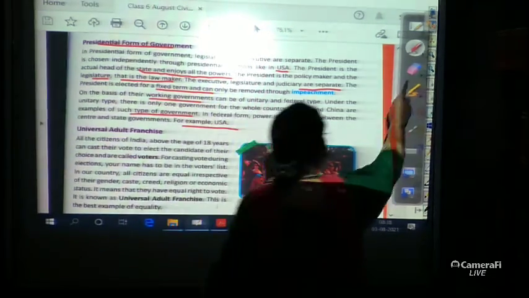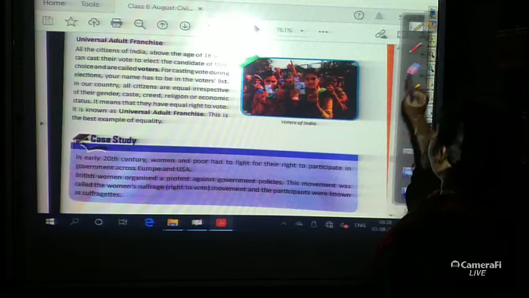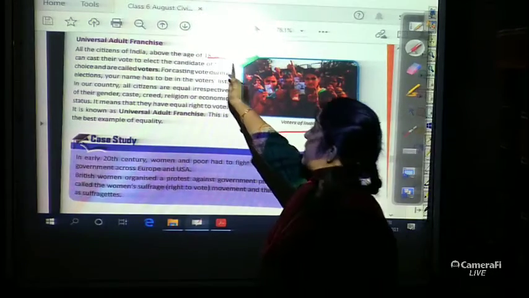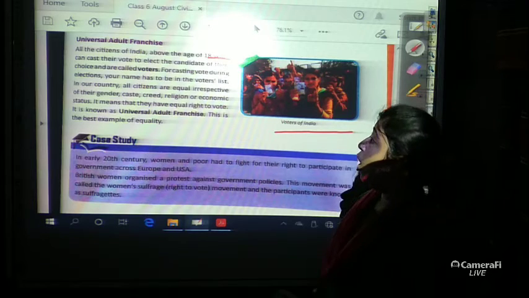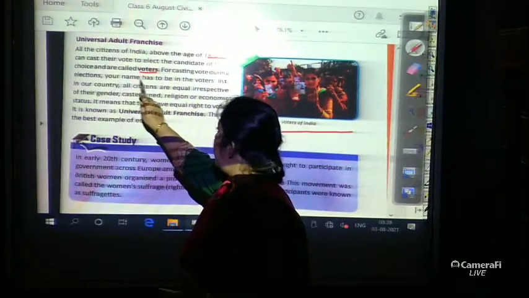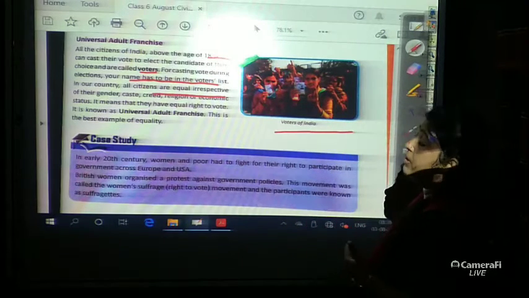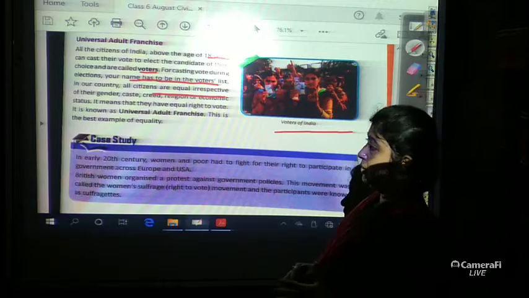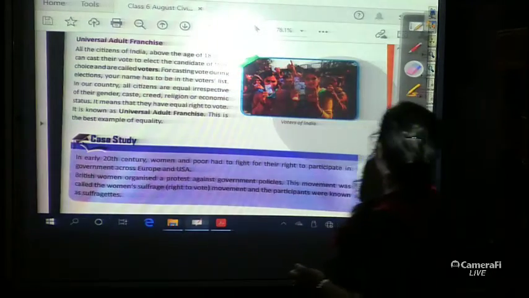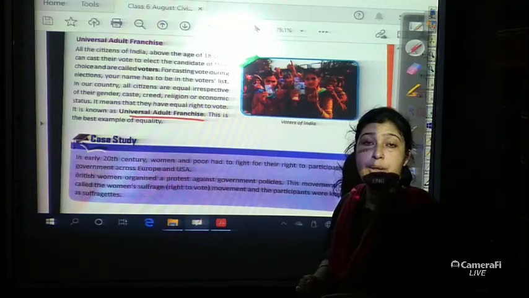Now our next very vital part is universal adult franchise. You can see here one picture, that is voters of India. Those who cross the age limit of 18 can give their vote. All the citizens of India above the age of 18 years can cast their vote to elect the candidate of their choice, and they are called voters. For casting a vote during elections, your name has to be on the voter list. In our country, all citizens are equally represented irrespective of gender, caste, creed, religion and economic status. It means that they have an equal right to vote. This is known as universal adult franchise, and it is the best example of equality.